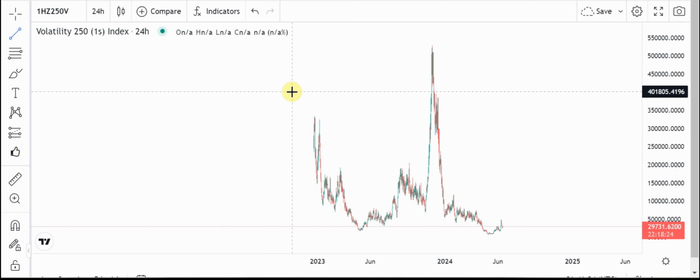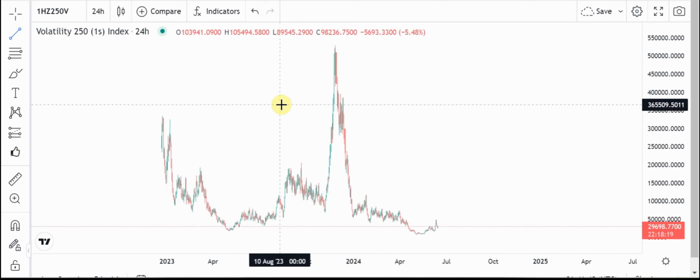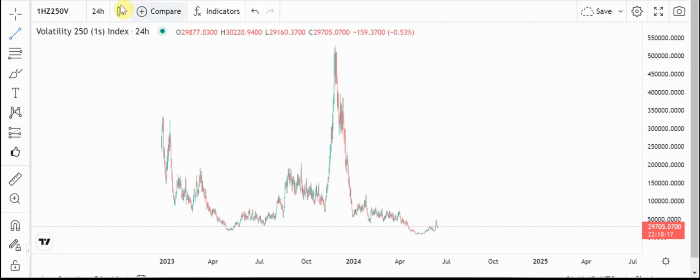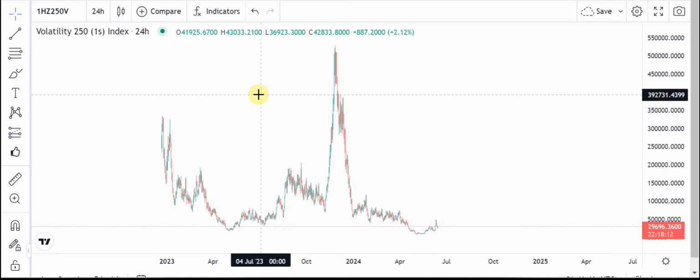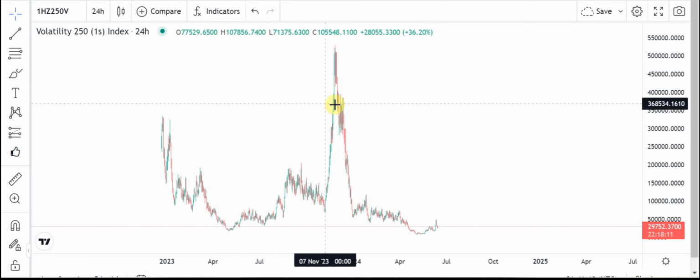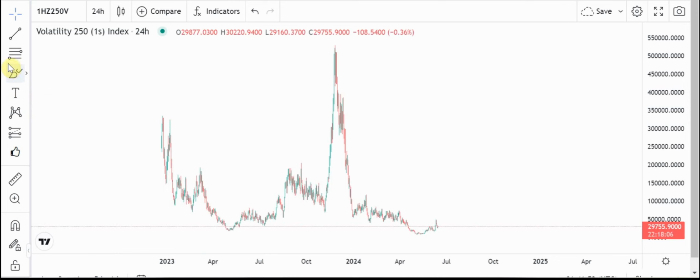So with me today is the 251S Volatility Index. We have this chart on the 24-hour daily chart, so that's basically what we're looking at. We'll be doing a technical analysis to tell you what my stance is and why I'm trading such. So let's get right into it.